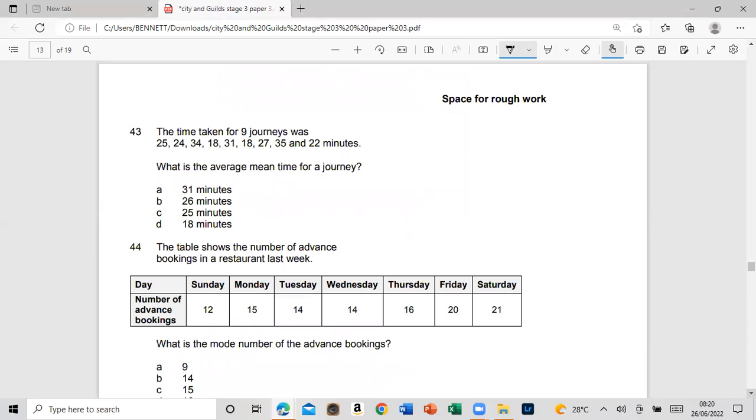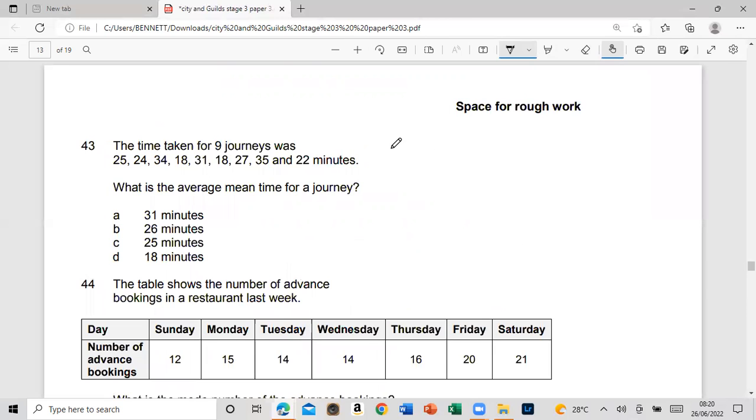43. The time taken for the 9 journeys was 25. What is the average mean time for the journey? So guys, we have to do some addition here. So I'm going to add. We're going to put them in groups of 3.